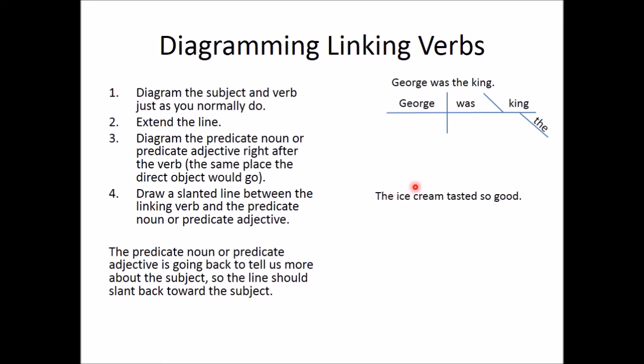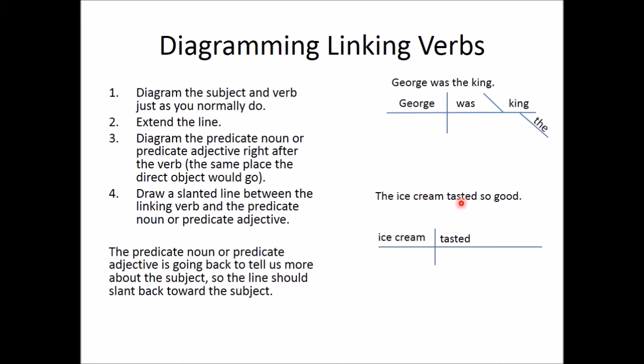Okay, the ice cream tasted so good. Okay, that's going to be our sentence. Again, ice cream is our subject, tasted is our linking verb. In this case, tasted is not an action word. The ice cream is not tasting anything. The ice cream tasted so good. So basically, ice cream equals good, right? Ice cream equals good. The word tasted is just linking the description of good to the subject of ice cream.